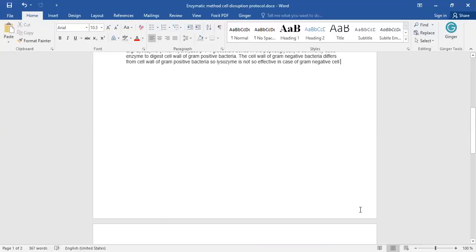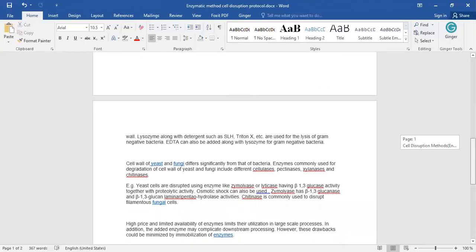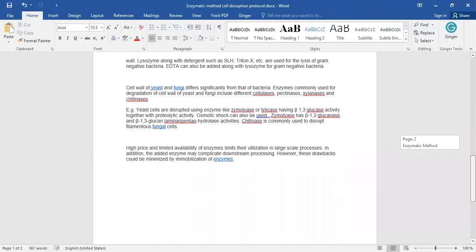In yeast and fungi there is also a cell wall, and the enzymes used for the degradation of the cell wall of yeast and fungi include cellulase, pectinase, glucanase, and chitinase, because the cell wall of fungi is composed of chitin. So the chitinase enzyme is used for the disruption of chitin.